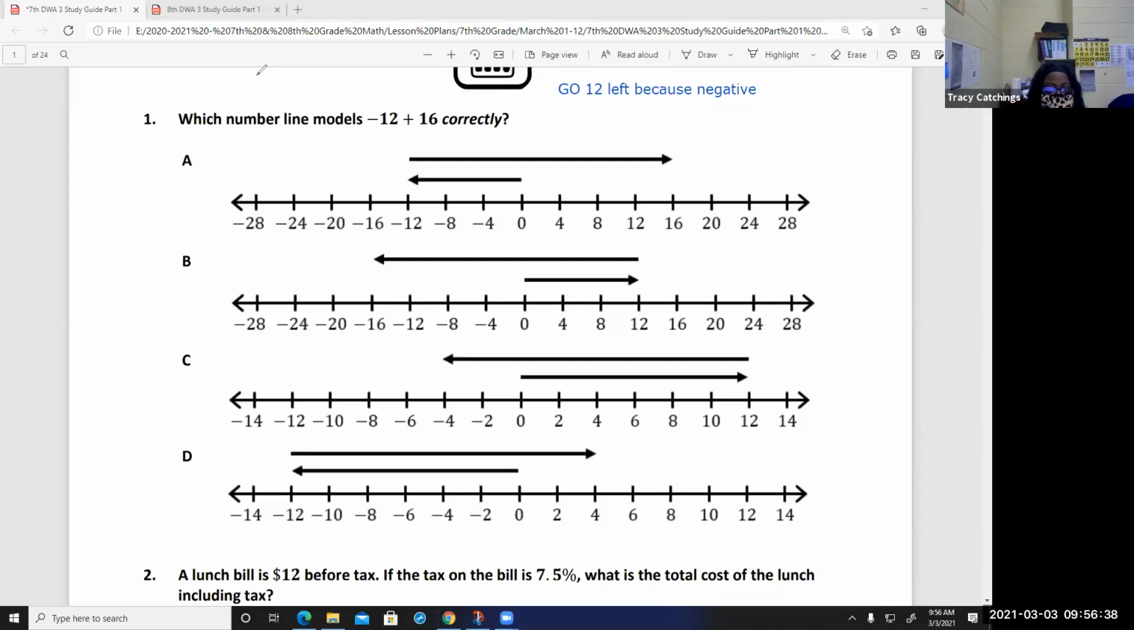Thank you, Zyla and Tonight. So I'm going to look and see who started at 0 and went over to negative 12. That's the first thing I'm looking at. If I don't see it at negative 12, we're going to eliminate it from the beginning. Is there any we can eliminate right now? C, somebody said B. Good. Now what are we doing? It now says plus 16. 16 to the right.